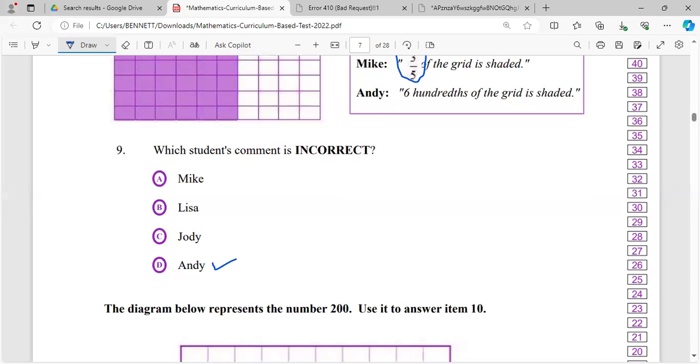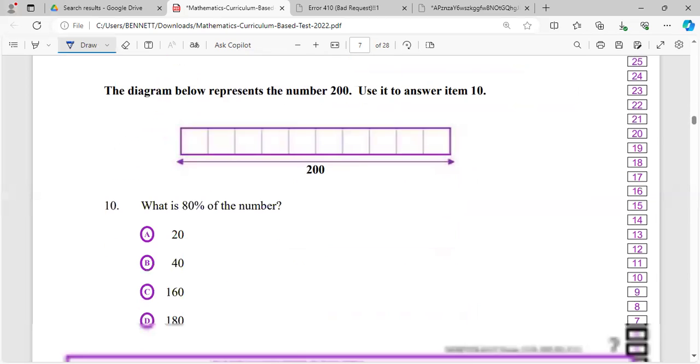Yeah. All right. This one says the diagram, see below. Sir, I cannot see the screen.